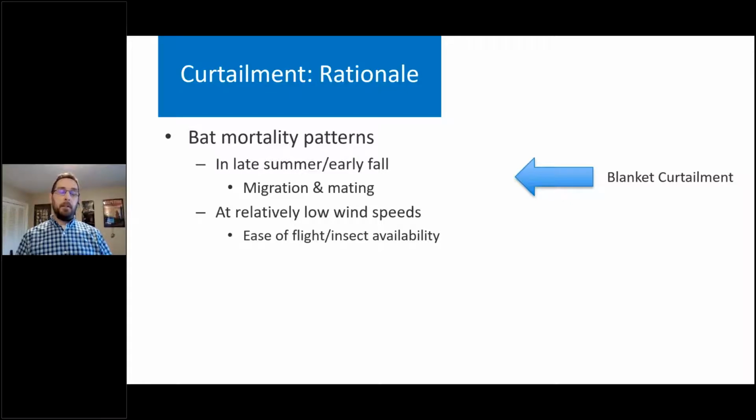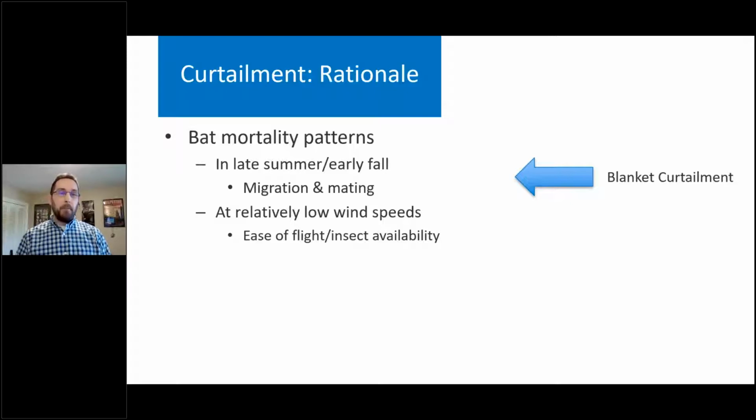The problem, however, is that there's a lot of time when turbines are curtailed and bats aren't at risk under blanket curtailment scenarios. And so this is unnecessary. We're not doing anything for bats if they're not at risk, and we're not producing renewable energy.